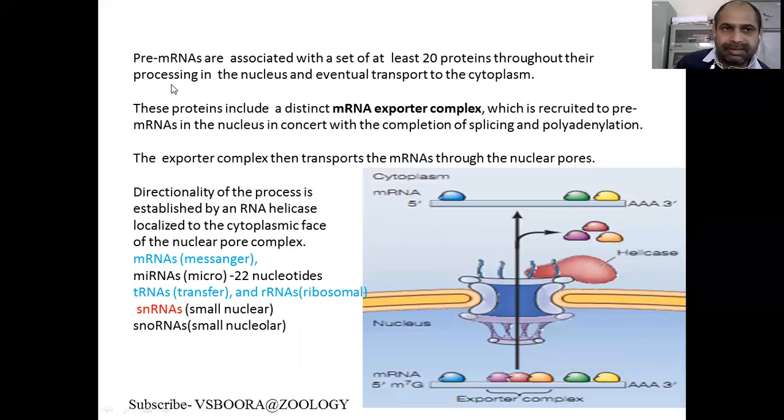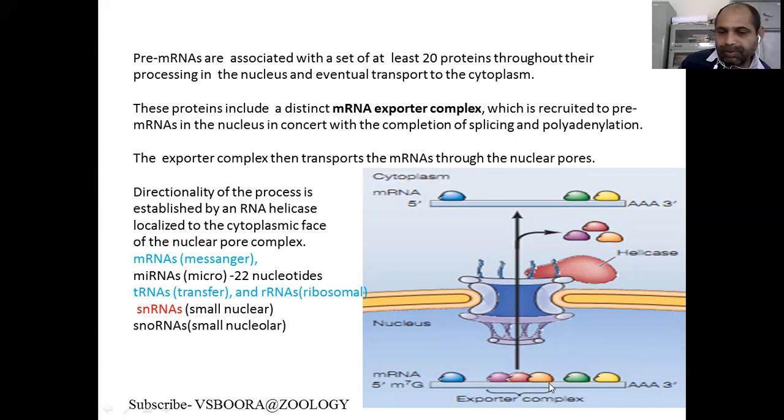Now, if we discuss the mRNA molecule to be exported, the pre-mRNA is associated with a set of about 20 proteins throughout its processing in the nucleus and eventual transport to the cytoplasm. These proteins include a distinct mRNA export complex. These protein molecules bind with mRNA, forming a complex known as the exporter complex, which is recruited to pre-mRNA in the nucleus in concert with the completion of splicing and polyadenylation. The exporter complex then transports the mRNA through the nuclear pore.